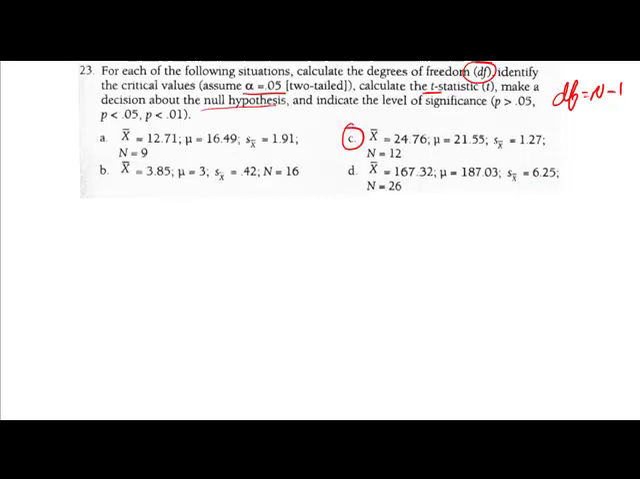Okay. First thing, I'm given my standard error, so I don't have to calculate that. But I do have to calculate t. I've got a small sample, and I don't have population statistics. So t equals 24.76 minus 21.55 divided by 1.27. Grab your calculators, turn them back on. 24.76 minus 21.55. Oops, that was the wrong button.